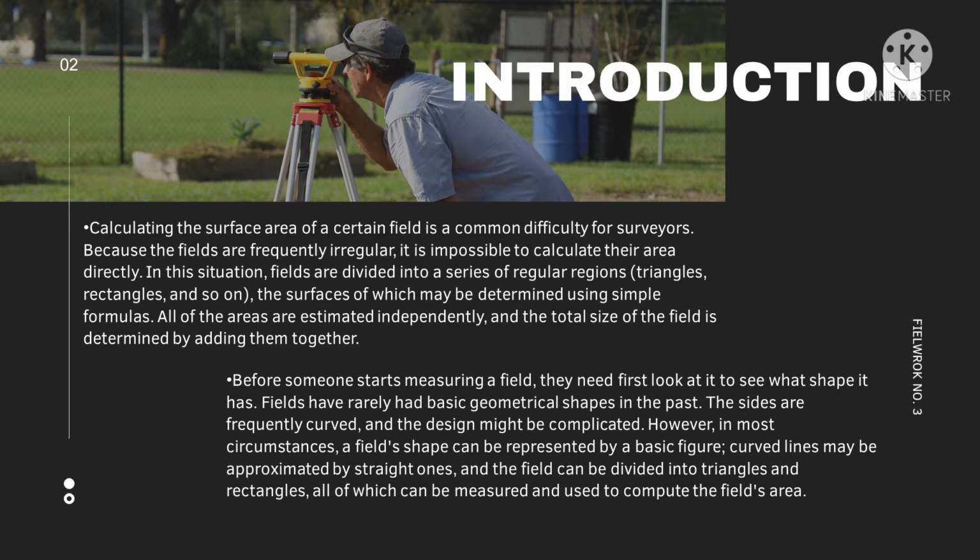The fields are often irregular, which makes direct calculation of their areas difficult. In such cases, fields are divided into a number of regular areas, of which the surfaces can be calculated with simple formulas. All areas are calculated separately, and the sum of these areas gives the total area of the field.